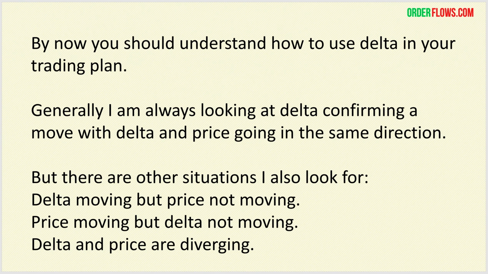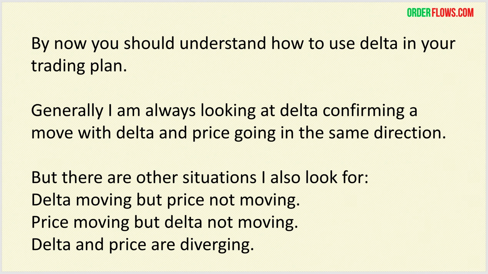Alrighty, so by now you should understand how to use Delta in your trading plan, and you should be understanding how to analyze the Delta. That's the important thing, being able to look at a chart and see the Delta and make a decision based off of it. Now, generally with me, I'm always looking at Delta confirming a move, with Delta and price going in the same direction. Now, that doesn't mean that it's always going to be going in the same direction, because there are other situations that I also look for. I look at Delta moving but price not moving, or price moving but Delta not moving, and I look at instances where Delta and price are diverging.